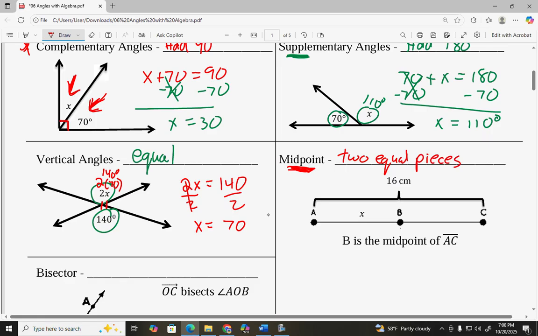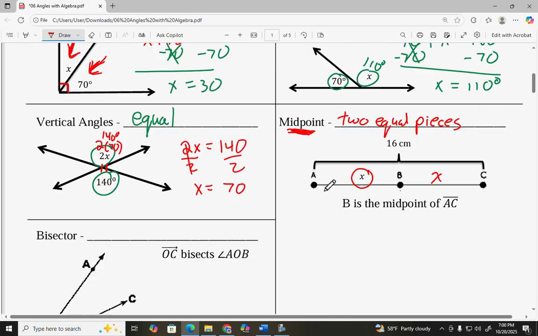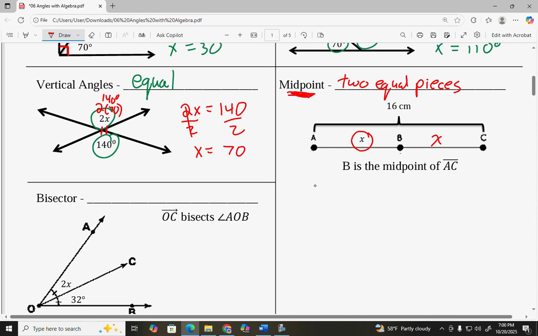So if it's two equal pieces, if this one is labeled X, can I label that one X also? Aren't they supposed to be equal? Yeah. So now if I want to write an equation for this, and I can see this whole thing here is 16, I could say x plus x equals 16.